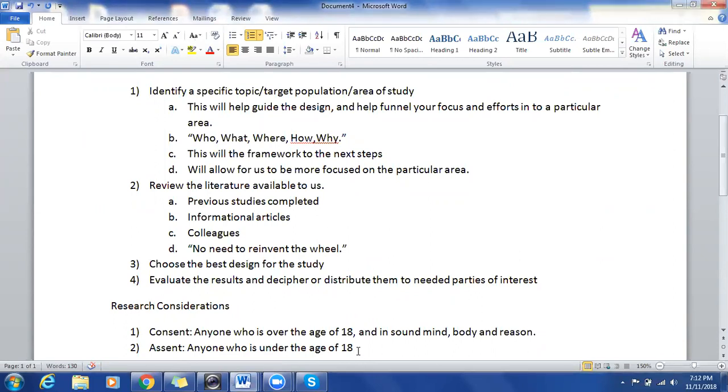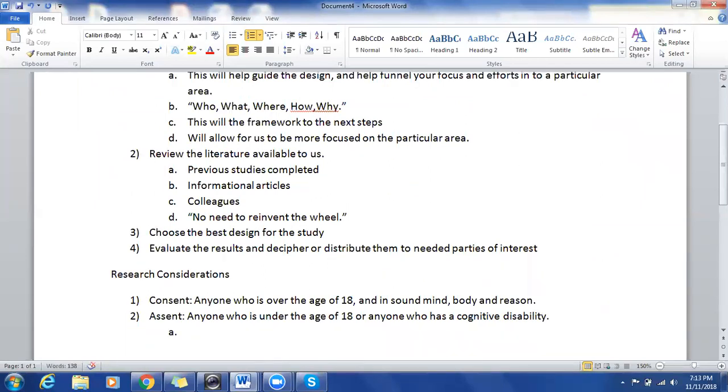Okay. So anyone under the age of 18 or anyone who has a cognitive disability. And a little caveat here: if someone is deemed incompetent in the moment, they cannot consent or assent.